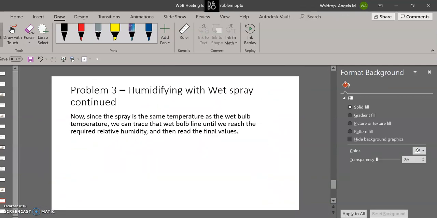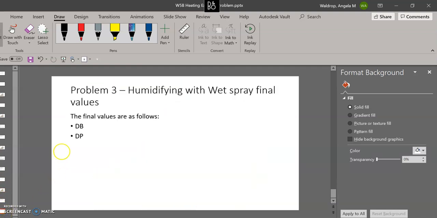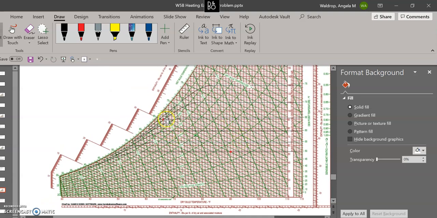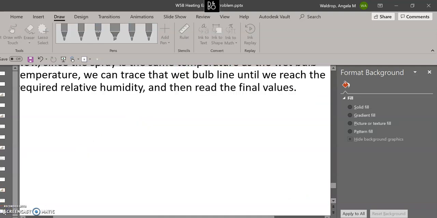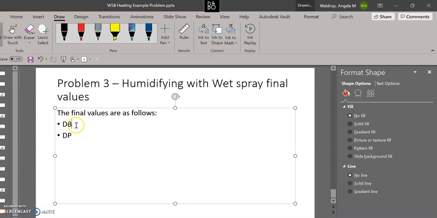Once I have that, all I really need to do is read the values at that final point. We're looking for the dry bulb and the dew point temperatures there. For the dry bulb, we go straight down, and for the dew point, we go right over to the right. If I trace down, I find that my dry bulb temperature is 67. And my dew point, if I trace over to the right, is going to be 64. And then we're finished.